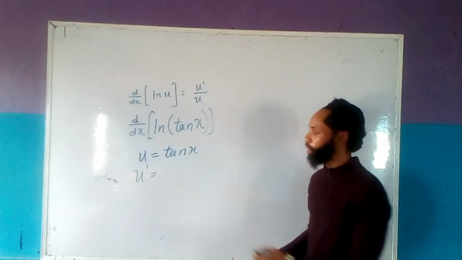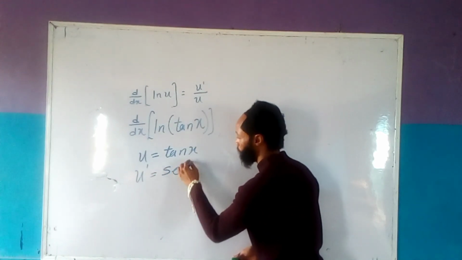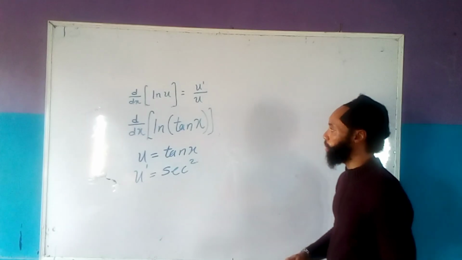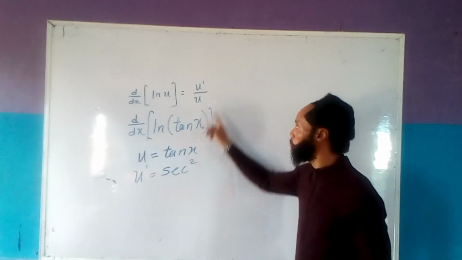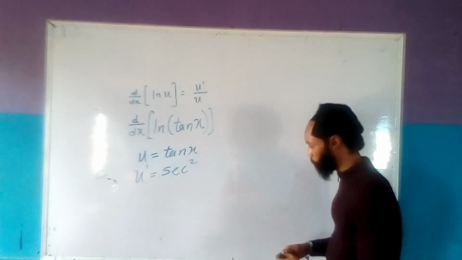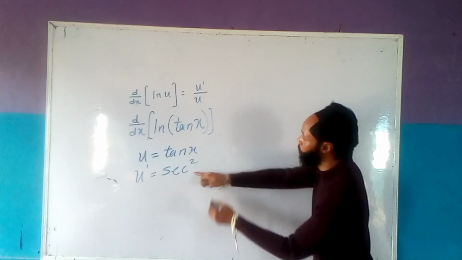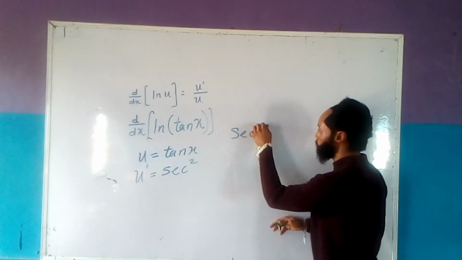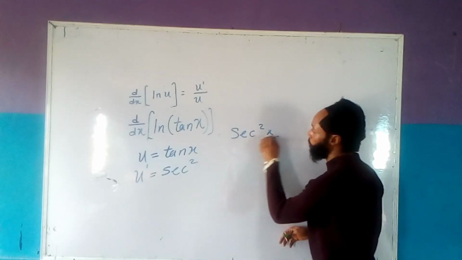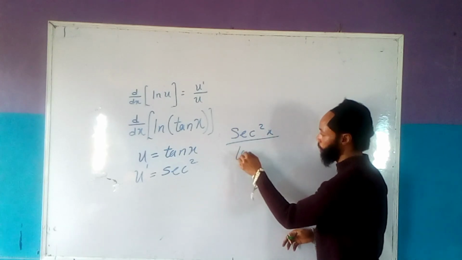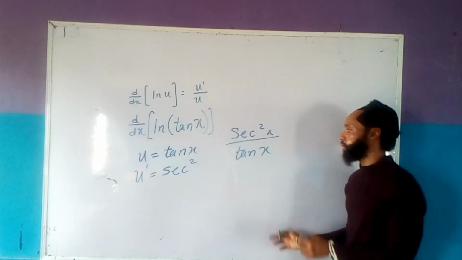Then our u prime. Differentiate now, what do you get? You get sec square x. Now remember, the formula is u prime all over u. So you can write that. Our u prime is sec square x all over tan x. This is our answer.